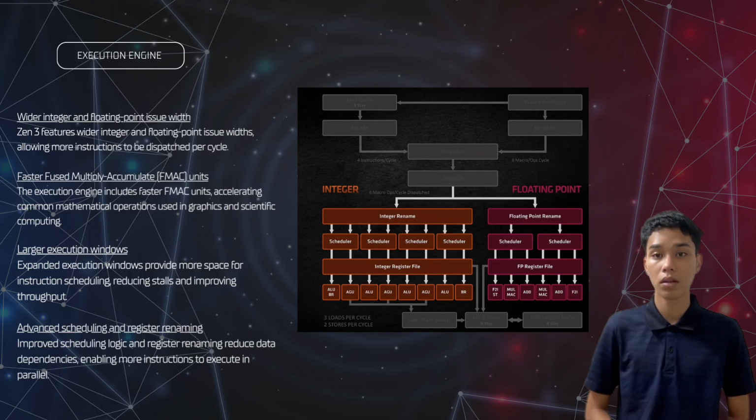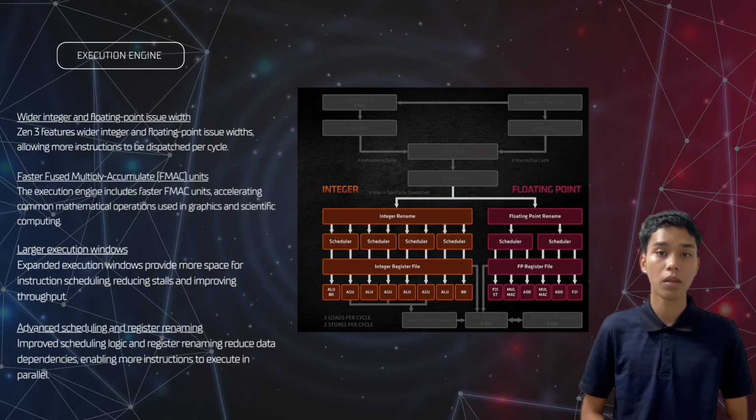Finally, advanced scheduling and register renaming help minimize data dependency. By intelligently reordering instructions and renaming registers, the CPU can keep the execution units busy even when the instructions depend on each other.